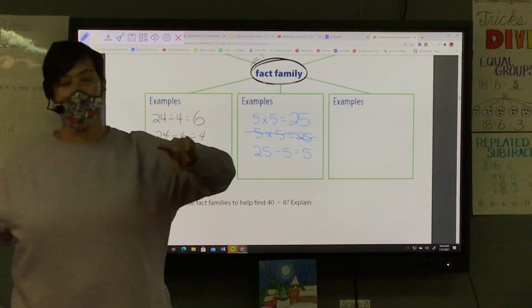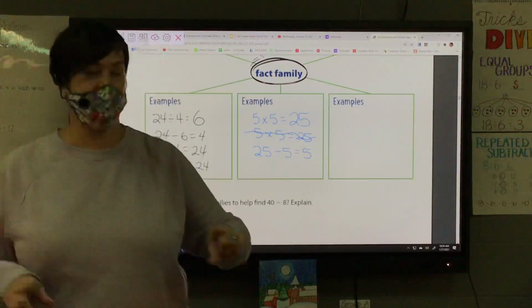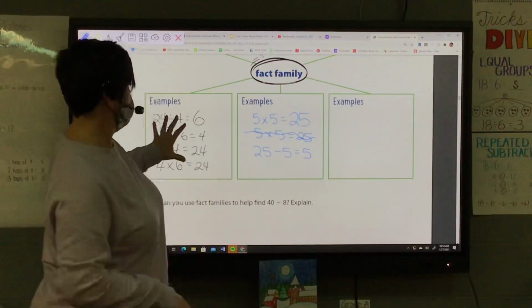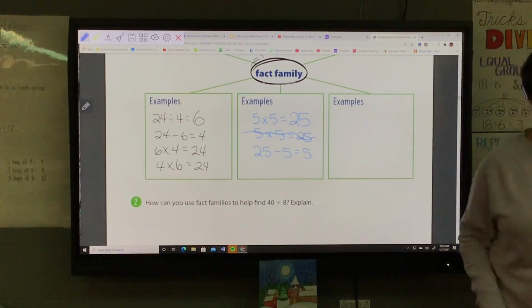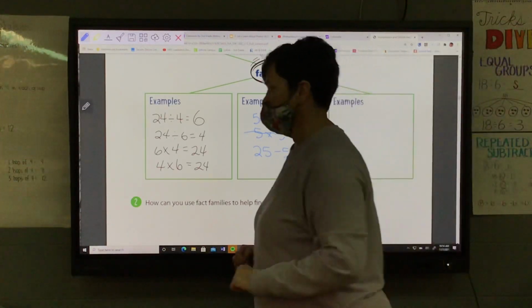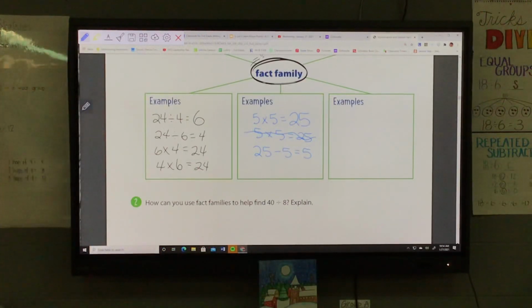Are we gonna do what we know? I want you to create your own fact family. Not this one, not this one, not this one. Your own. Create your own. If you know your 2's facts, do that then. If you know your 5's, or your 10's, or your 11's.